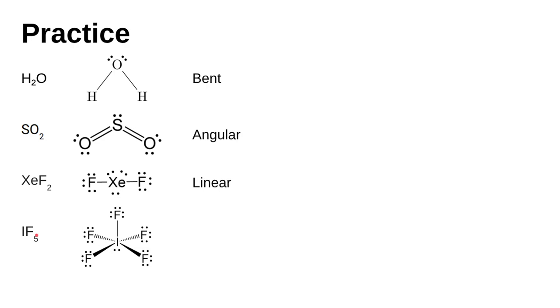And then iodine pentafluoride, that's going to be this shape, assuming you got that correct. There are 6 domains, so octahedral electron geometry. But now I have 1 lone pair, so that's going to be square pyramidal.